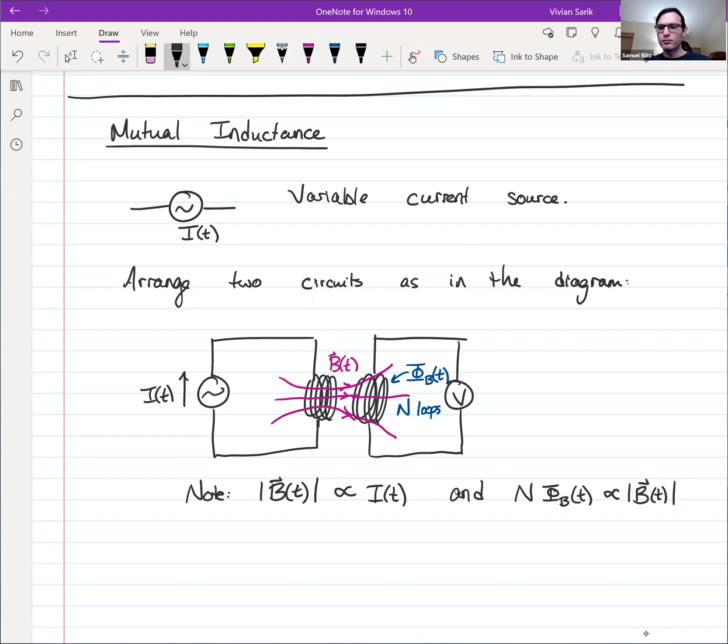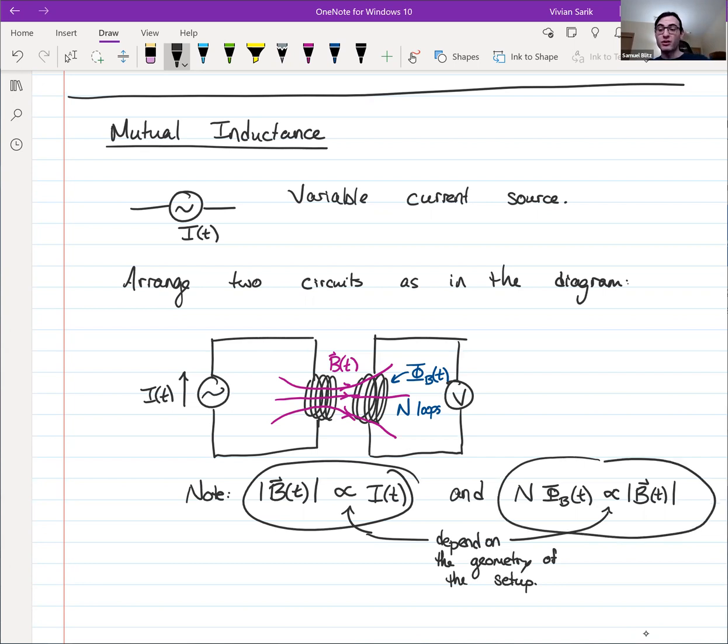The flux through a single loop is proportional to the magnetic field. And so if you have n loops, then n times the flux is proportional to the magnetic field. And so the important part is that both of these geometries, both of these proportionalities, they just depend on the geometry of the setup. So regardless of how many turns there are or how big the loops are or whatever, there's going to be some constant proportionality that gives you something like this. And there's going to be some constant proportionality that gives you something like that.